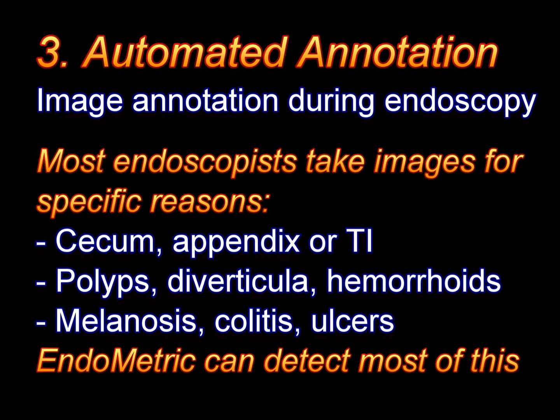Third, EndoMetric can provide automated image annotation during endoscopy. Most endoscopists take images for specific reasons. For instance, to mark anatomic locations such as the cecum, appendix, or terminal ileum, or to mark findings such as polyps, diverticula, hemorrhoids, melanosis, colitis, and ulcers. EndoMetric already has developed algorithms that can automatically detect many of these features and create the likely associated annotations for many images taken by the endoscopist, and have these ready for review at completion of endoscopy.